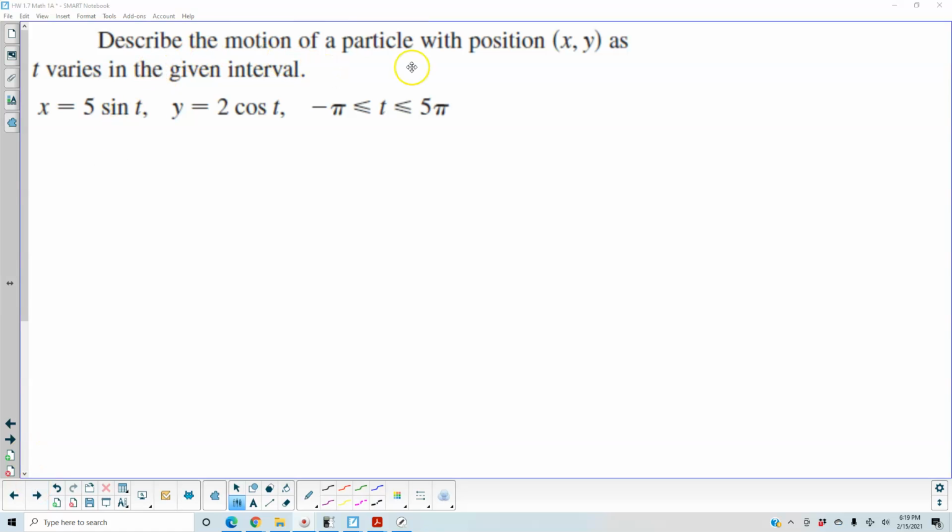Here we want to describe the motion of a particle with position (x, y) as t varies in a given interval. x is equal to 5 times the sine of t, y is equal to 2 times the cosine of t, where t is in between negative pi and 5 pi.